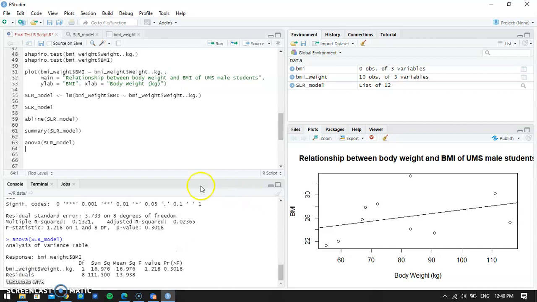Next, I'll show my ANOVA table, which consists of the degree of freedom, sum of square, mean square, F value, as well as the significant value for the BMI, weight, which is the regression coefficient, as well as the residuals.